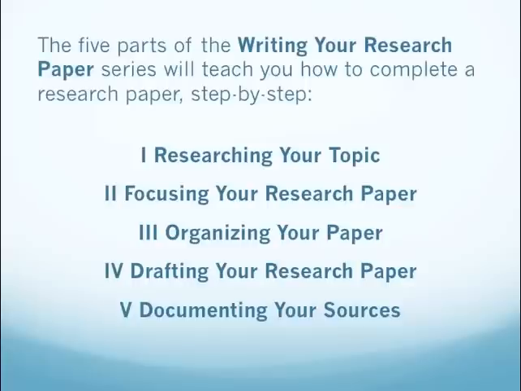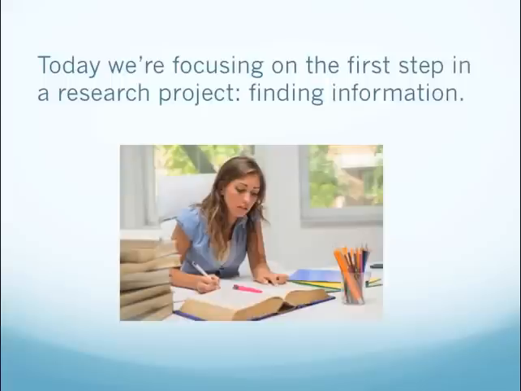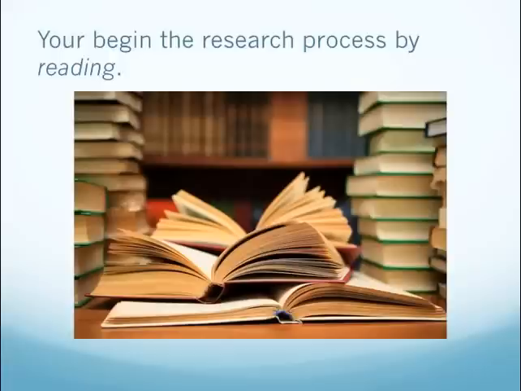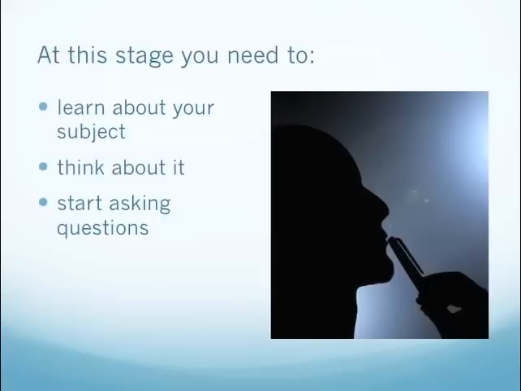The 5 parts of the Writing Your Research Paper series will teach you how to complete a research paper step by step. Today we're focusing on the first step in a research project, finding information. You begin the research process by reading. At this stage, you need to learn about your subject, think about it, and start asking questions.